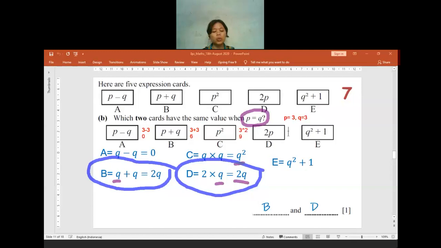And then for the question D, 2P means 2 times P, the P is 3, 2 times 3 will be equal to 6. And then for the question E, we have Q square plus 1. I replace the Q with 3, so 3 square plus 1. 3 square is equal to 9, 9 plus 1 is equal to 10. So now if we already have the numbers in here, we can check which cards have the same number. The cards that have the same number are card B and also card D. That's why the answer will be B and D.